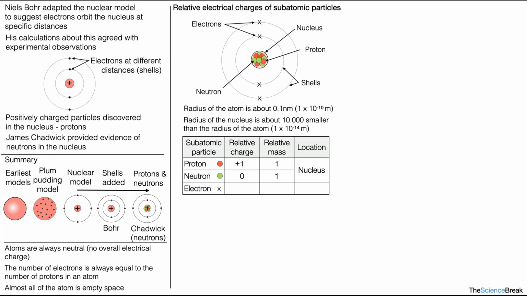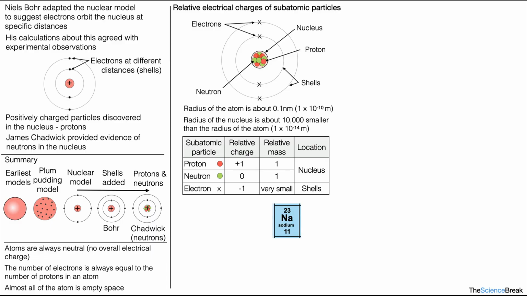We then have our electrons as shown by crosses. The relative charge on an electron is -1. The relative mass is very small, much smaller than the relative mass of protons and neutrons. It's about 1/2000th of their mass, but we can write very small. The location of those is in the shells of the atom.